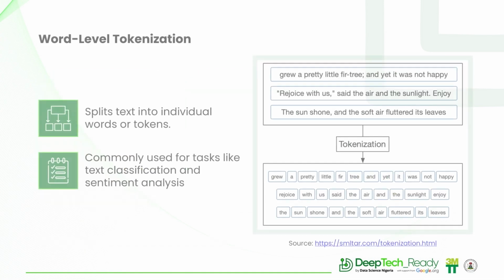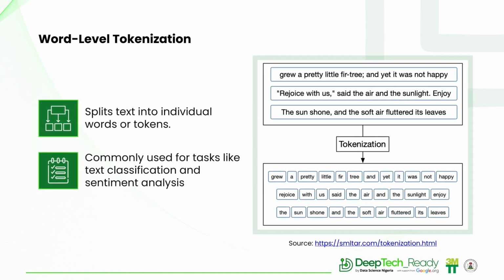So let's start with the first one, which is word level tokenization. It's actually one of the most common and straightforward tokenization methods in NLP. And it works by splitting a given text into individual words or tokens. For instance, the given sentence here, "grew a pretty little factory," etc., could be tokenized into individual words, as we can see.